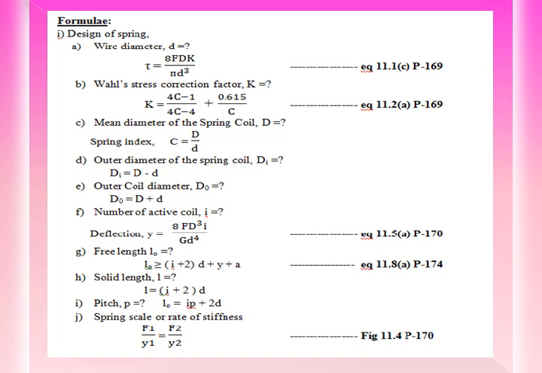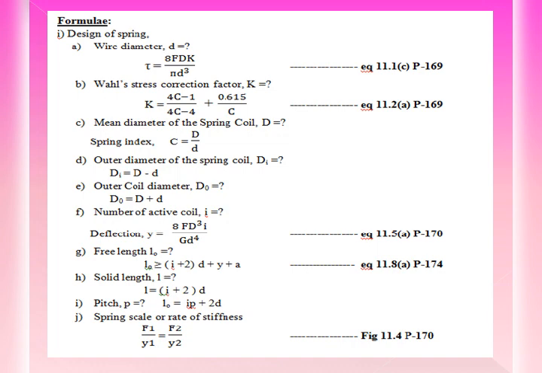Next, free length L naught can be evaluated by using equation number 11.8a, page number 174. So L naught is supposed to be greater than or equal to i plus 2 into d plus y plus a. Next, solid length L is equal to question mark, that can be evaluated by using the equation L is equal to i plus 2 into d. Next, pitch p we have to find. Pitch p is equal to L naught, that is equal to i into p plus 2 times d.